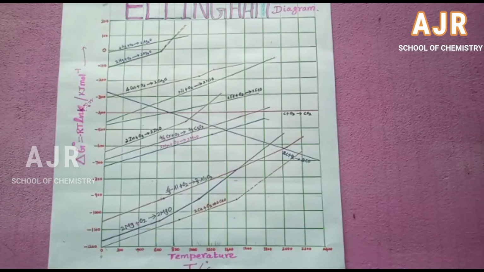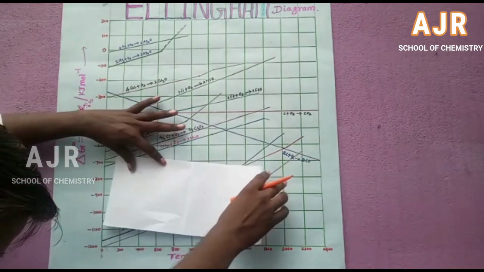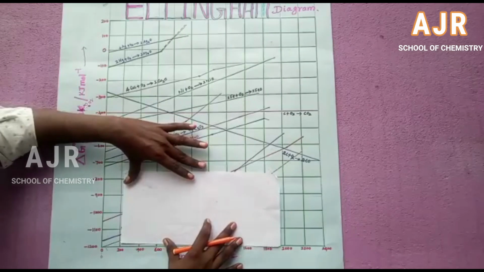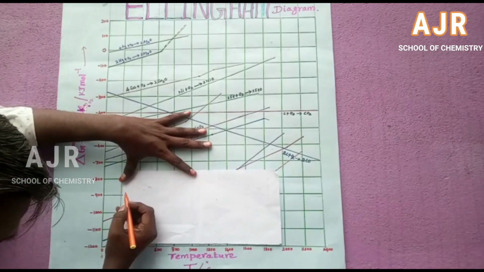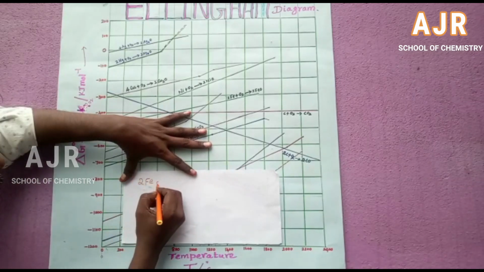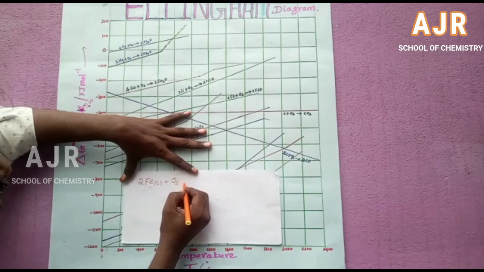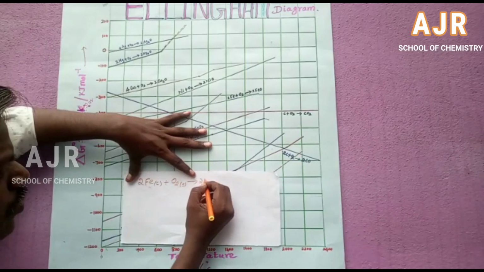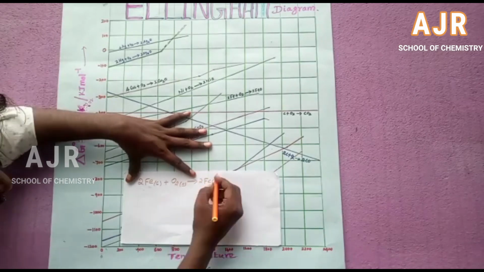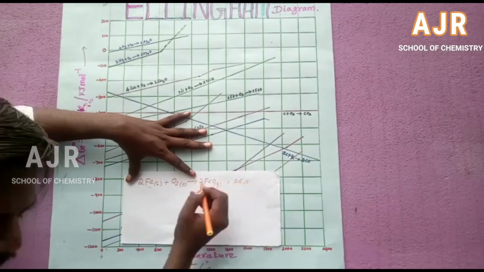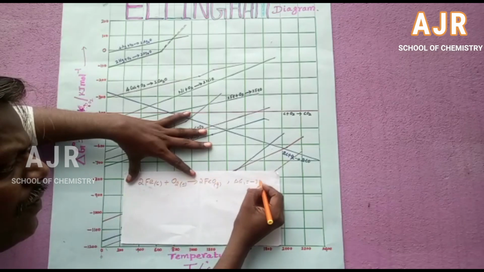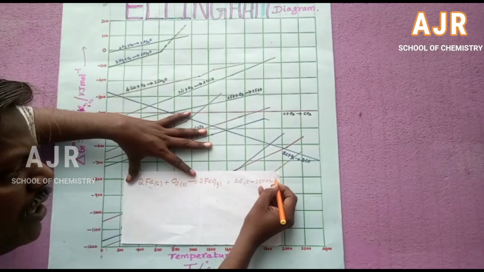This I can explain thermodynamically. The thermodynamically favorable condition can be written as follows. Look at the free energy change for the formation of FeO: 2Fe solid plus O2 gas giving 2FeO solid. For this, delta G value is found to be minus 350 kilojoule per mole.